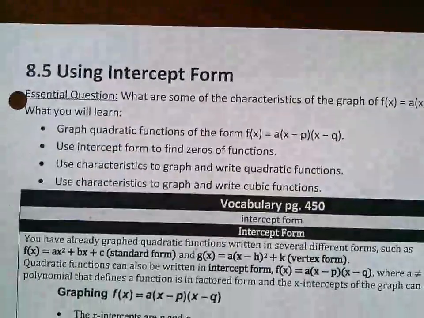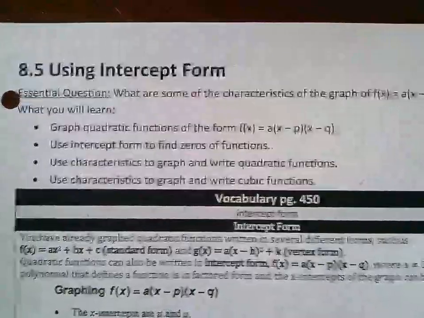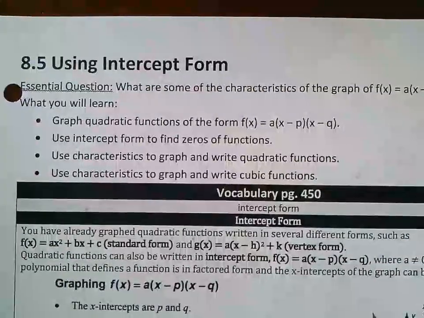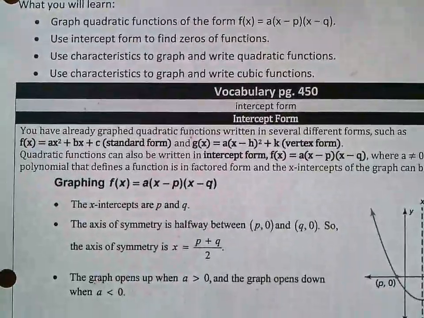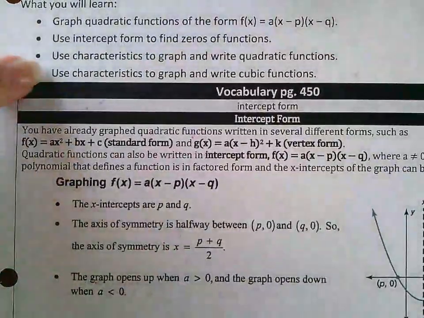So in this lesson, we're talking about 8.5, using intercept form. Intercept form is a new form we're going to talk about. I'm going to review the other couple that we've talked about before. We're going to learn to graph using the intercept form, finding the zeros of functions, and using those characteristics to write quadratic functions and to graph and write cubic functions, although we're not really going to concentrate on that last one.